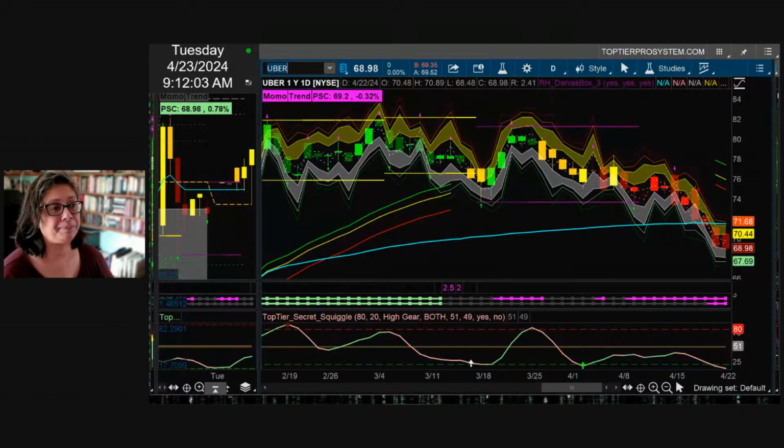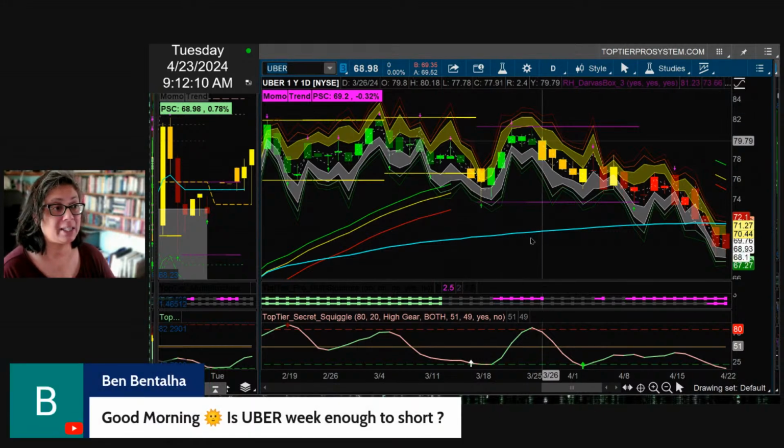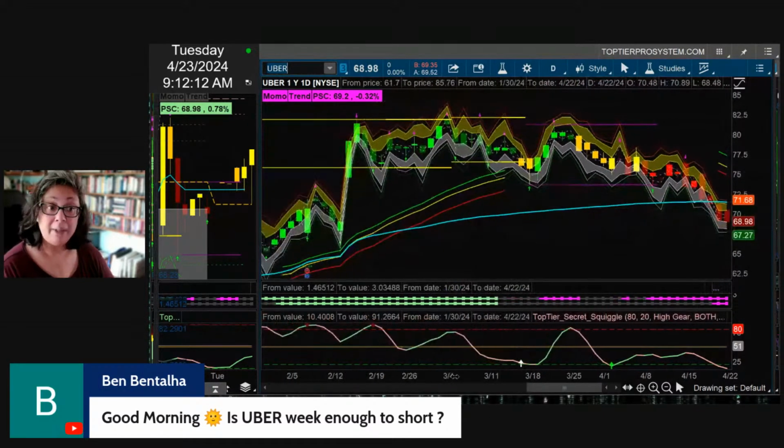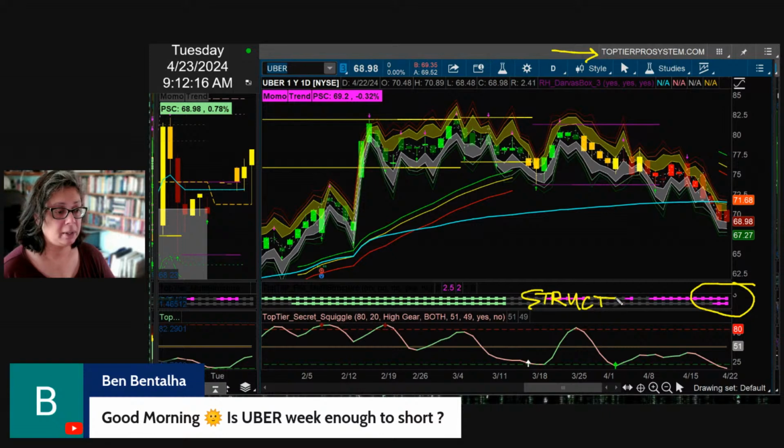All right, Uber. Is Uber weak enough to short? It just got it. Yeah, it just got it. Ben? This is what I mean about real-time, trust your gauges analysis. Great question. I'm looking at my top tier pro system, and what is it going to tell me? Right here, this is structure. This is our multi-structure. The top row is momentum. The bottom row is trend. You'll see the momentum's been bearish for quite some time. Bearish momentum does not guarantee a trend. It is often a precursor to one, but it doesn't guarantee one.